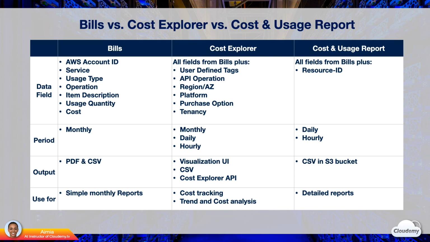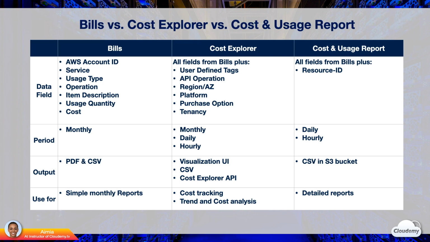Let's compare AWS Cost Explorer and AWS Cost and Usage reports with AWS Bills. By default, you have access to the AWS Billing Dashboard and Bills. AWS Bills gives you general billing data, such as information of service, usage type, operation, and description. It gives you a simple dashboard and delivers monthly billing reports in PDF and CSV format. It's free to use AWS Bills for simple monthly reports.